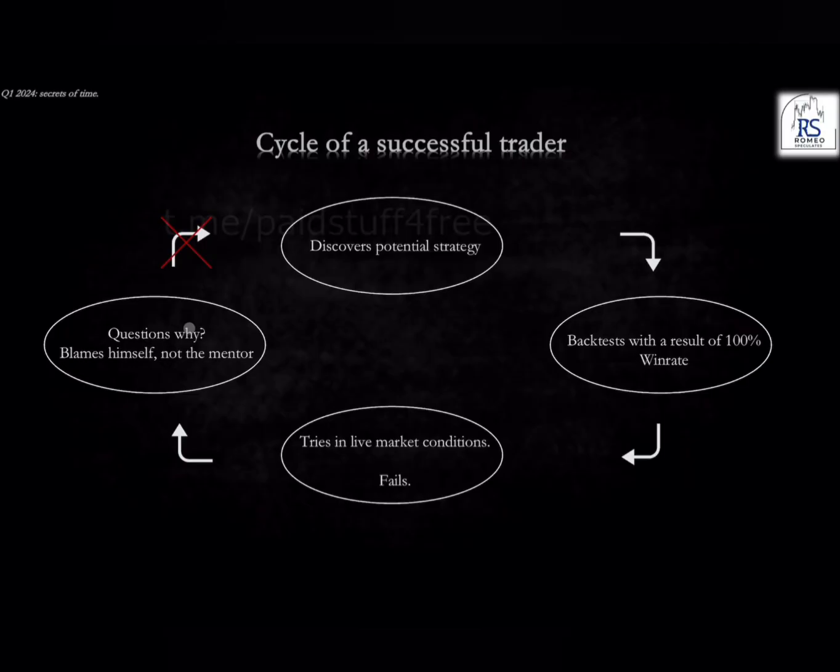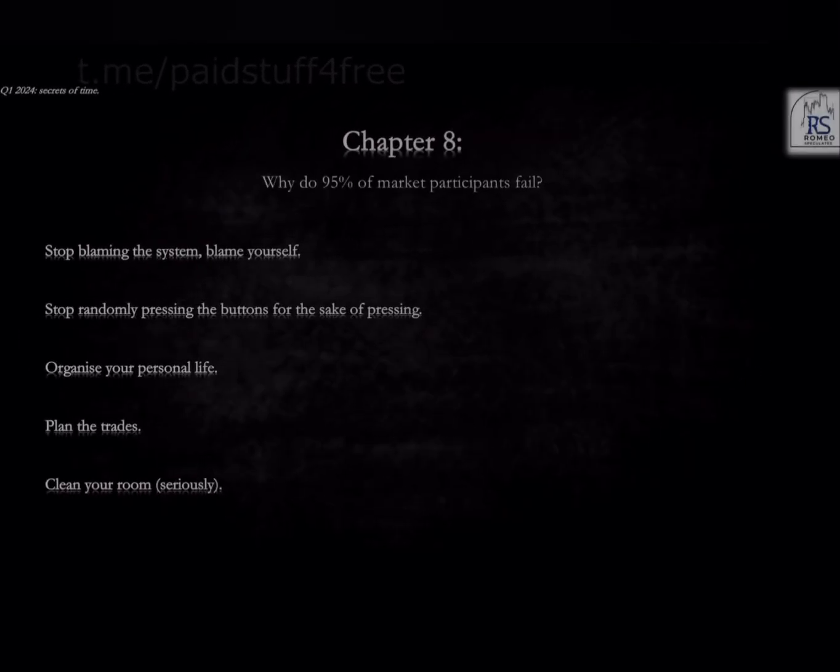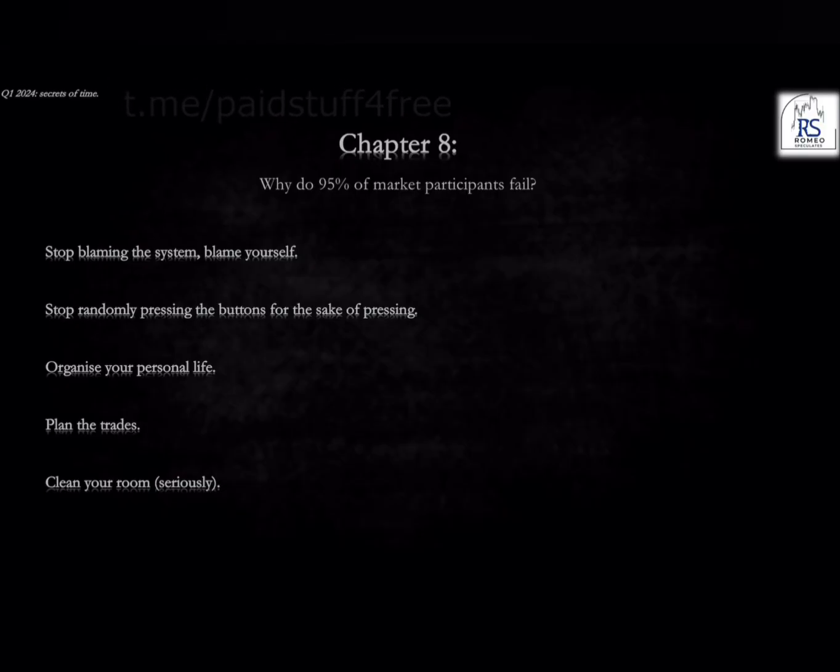which is when a successful or to-be successful trader tries in live market conditions and fails, he then questions why. He blames himself, not the mentor, not the strategy. He asks himself, why is this happening? Why did I fail? Why did I mark this gap and it disrespected it? Why did I mark this market structure shift and it just went and stopped me out? Why? What did I do wrong? Because the market is perfect. The system is perfect. So stop blaming the system.